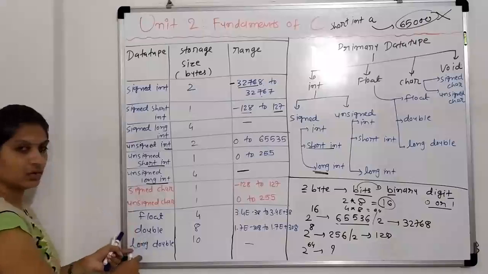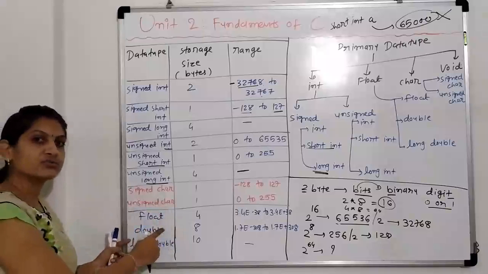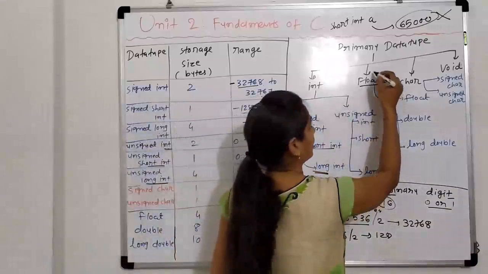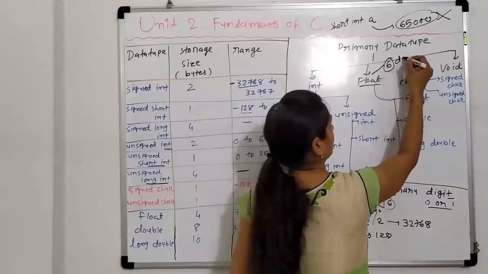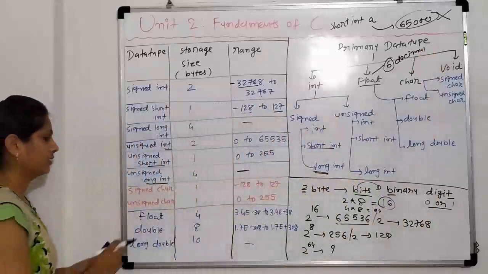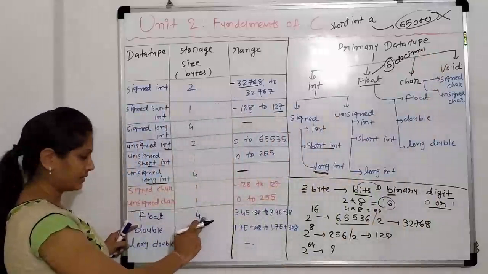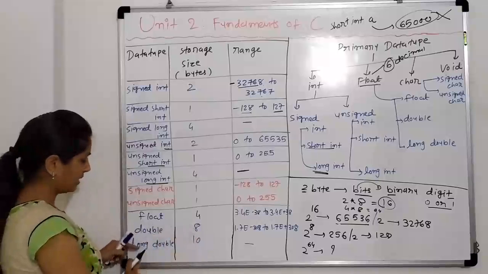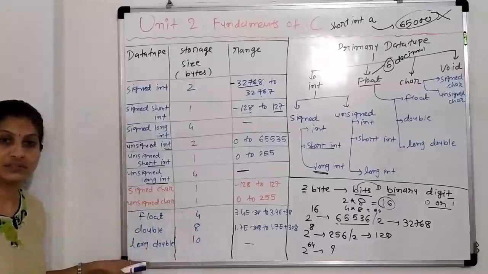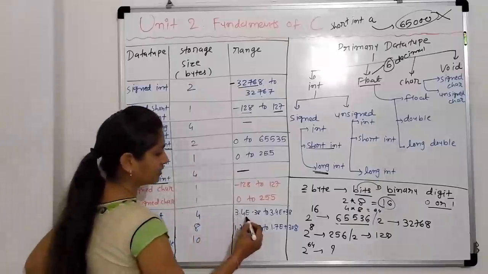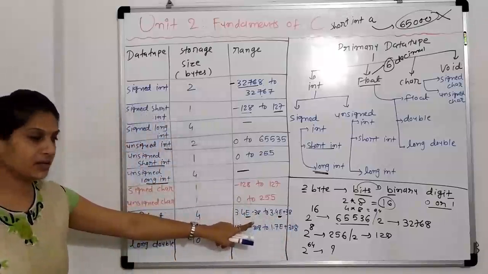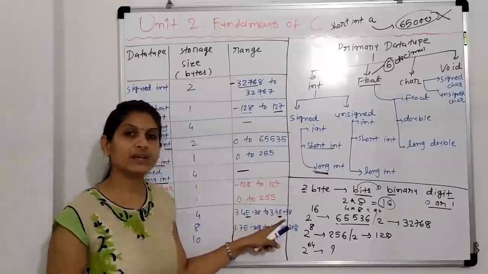Now float, double and long double. This is for what? To store real values with a decimal point. Float stores the value up to 6 decimal points. Float requires 4 bytes, double requires 8 bytes and long double requires 10 bytes. So it is a very long range, indicated with this E sign. The range is 3.4e minus 38 to 3.4e plus 38.